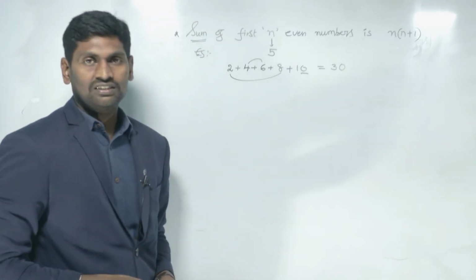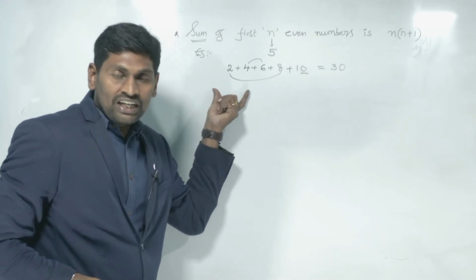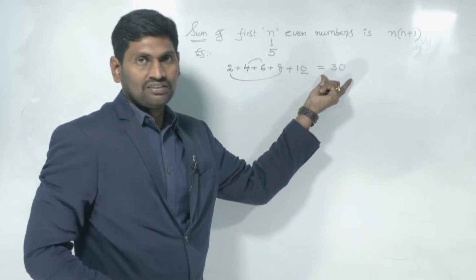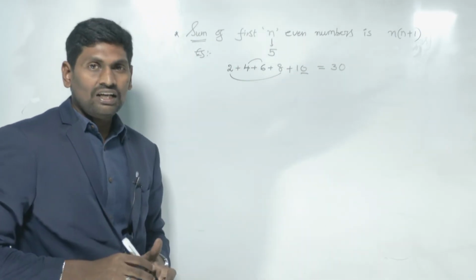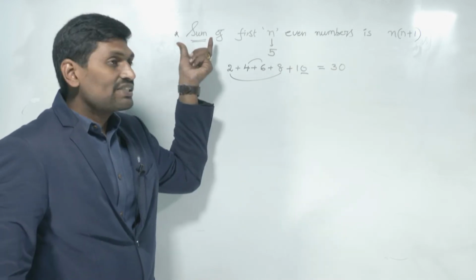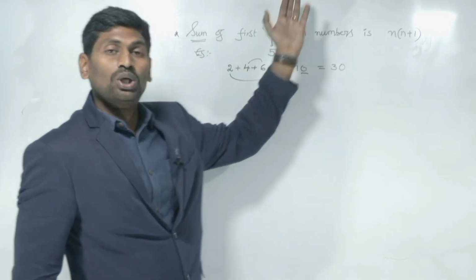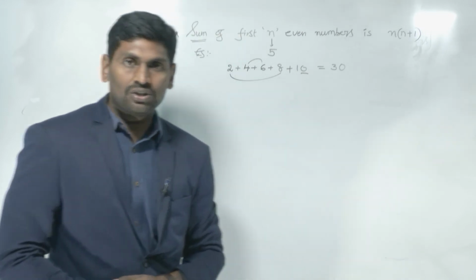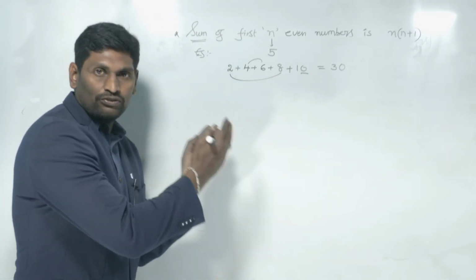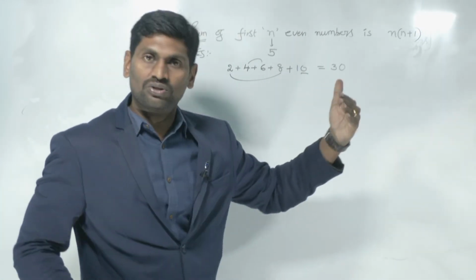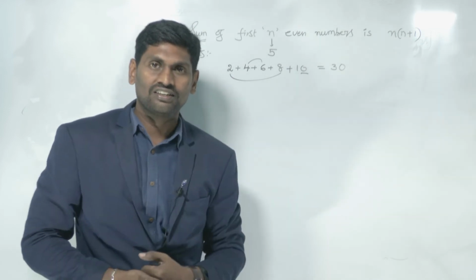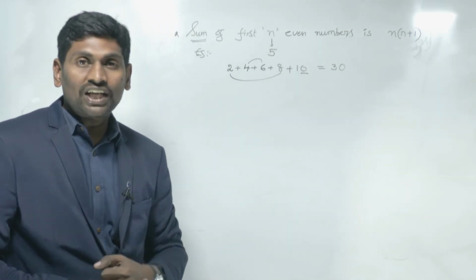Answer is 30. If you add it directly like this, you will get the answer 30. In case it is asked to find the sum of the first 2000 even numbers, that means 2 plus 4 plus 6 plus 8 plus 10 and so on up to 4000. You would have to write all of that. How much time will it take?